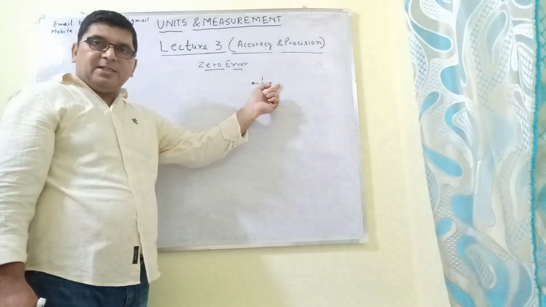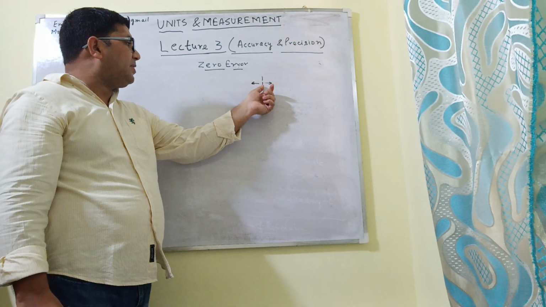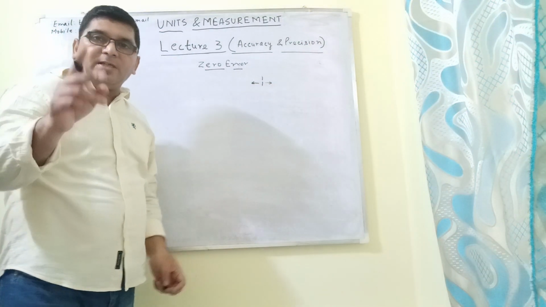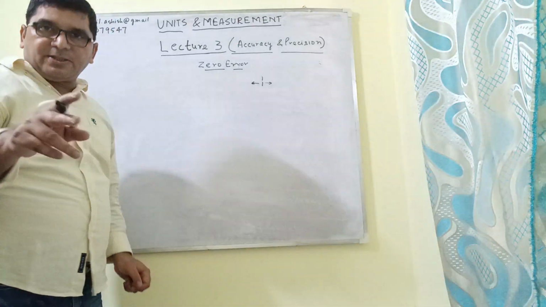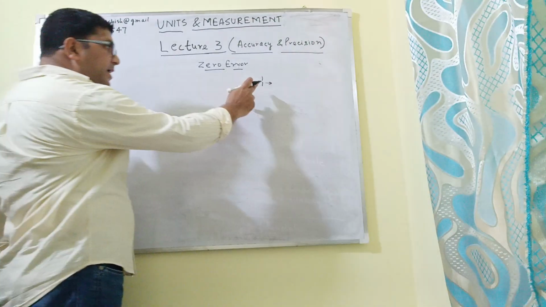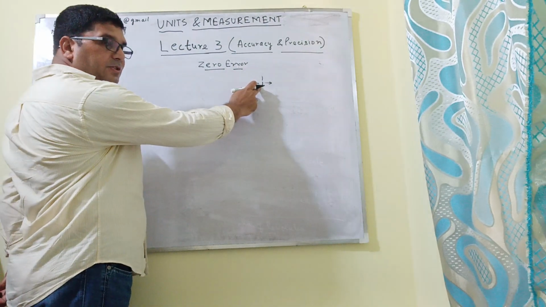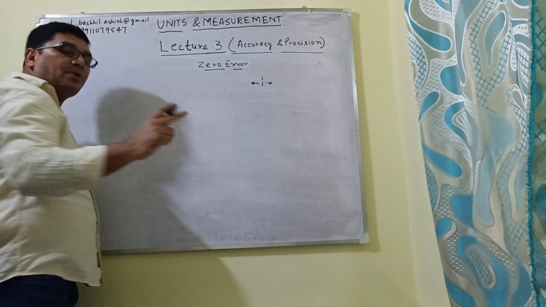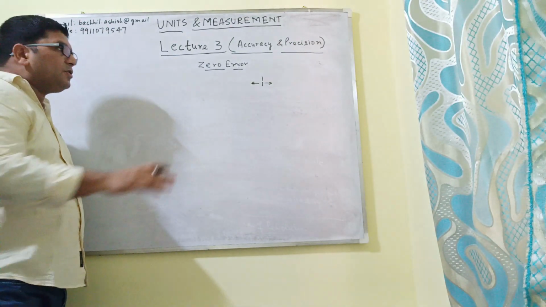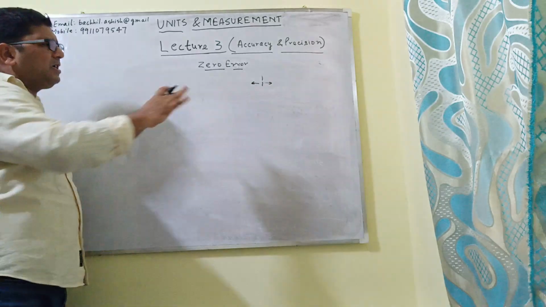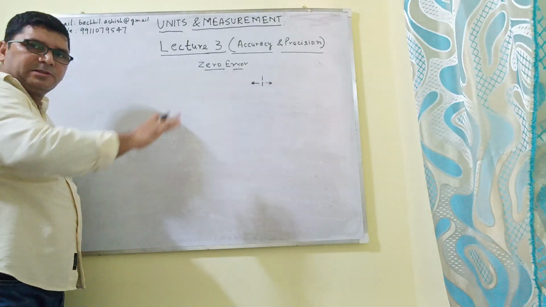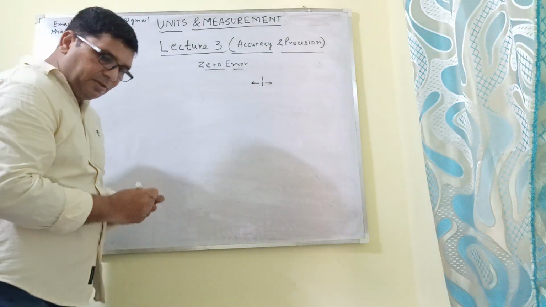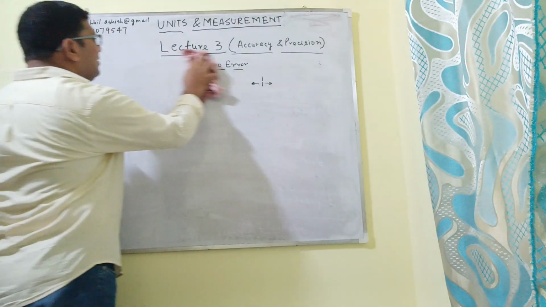When the zero on the vernier scale is on the right side of the zero on the main scale, then the negative zero correction is applied. And when the zero on the vernier scale is on the left hand side of the zero on the main scale, then the positive zero correction is applied. We will be doing a couple of questions on this topic also, but that will be in the next lecture. So now we will start with a couple of questions.